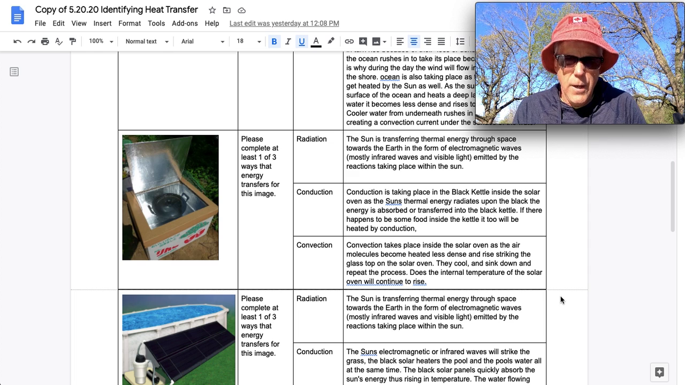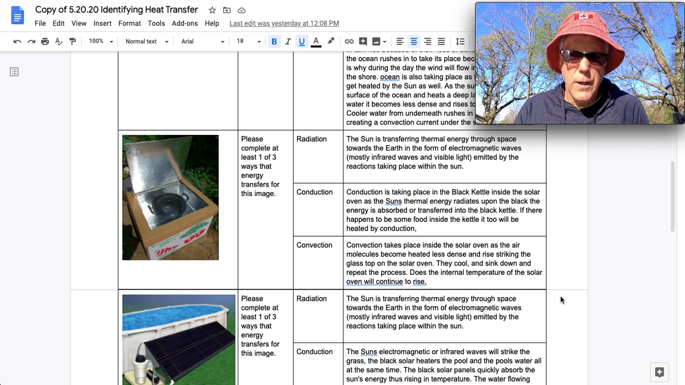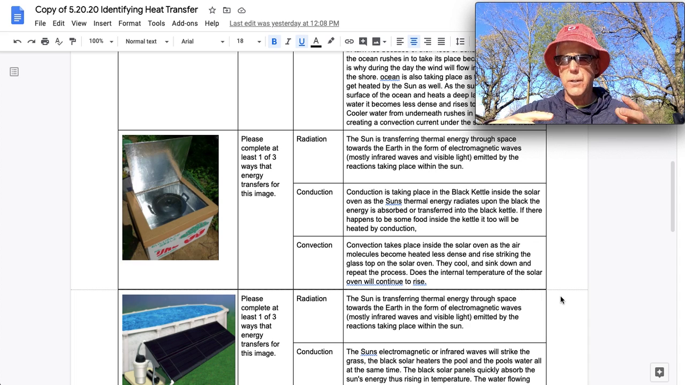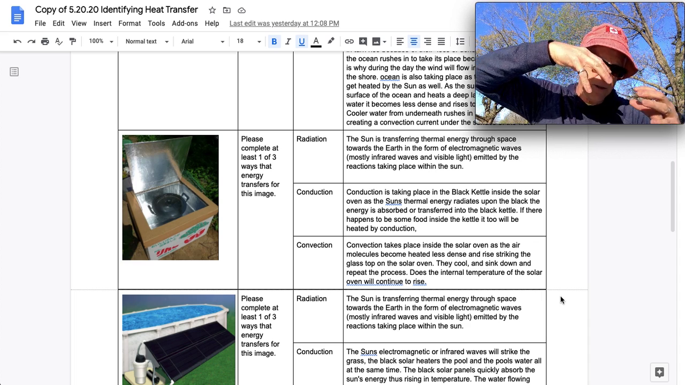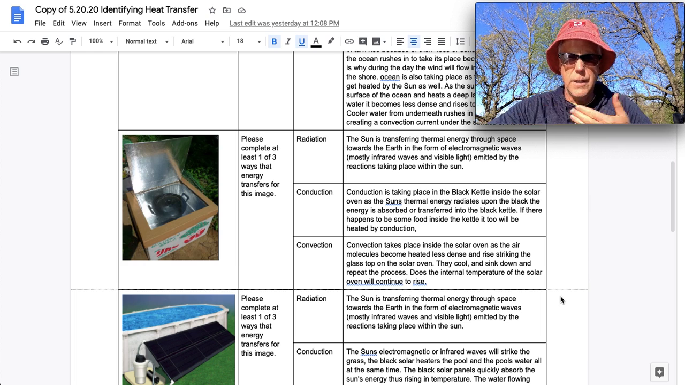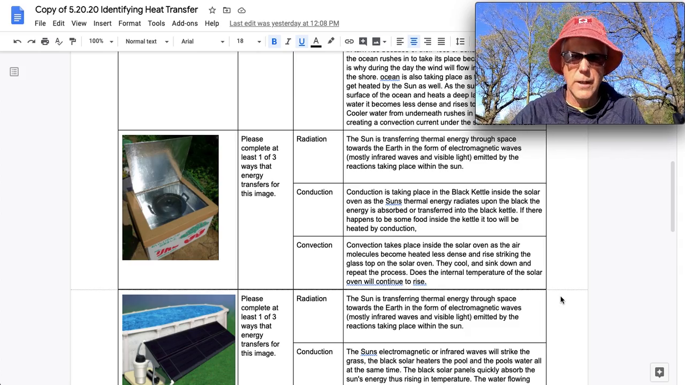And then convection's taking place inside of that box as the air gets warmer because of the thermal energy that's being trapped in there. Again, the molecules are expanding, they rise, they hit the glass, they come down, and then eventually the air heats up inside there, and if you put a thermometer inside there, you'll see that it gets really hot.